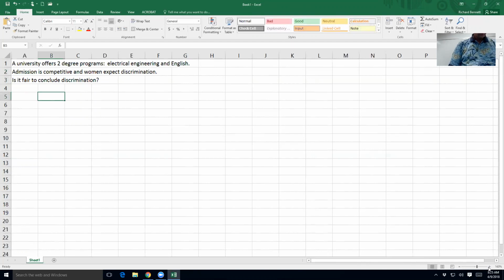So we got males. This is a small college, small university. Females. And we got admit. And we got deny. And this is a tiny college, so we don't have that many students. 35, 45, 20, 40. Okay? So you are the statistician on hand. This is the data you're given. What do you think? What would be the first thing you'd probably want to do?